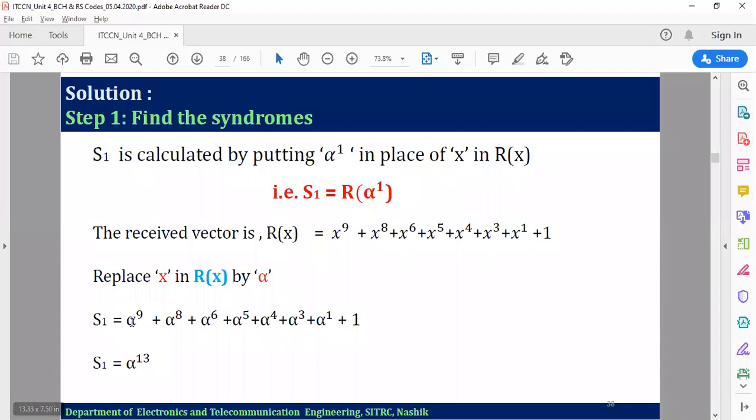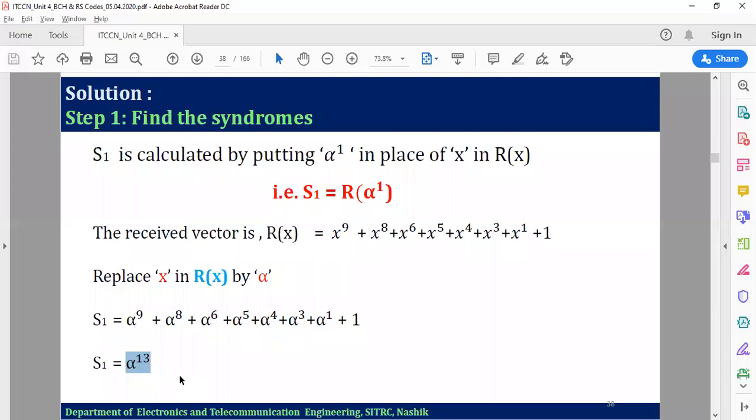Now remember, reduce this equation using the GF 2 raised to 4 Galois field. I hope you have the table of construction of GF 2 raised to 4. You don't require the binary representation. You just require the representation of alpha raised to 4 and the higher powers of alpha in terms of alpha, alpha square, alpha cube and 1. Please remember, just replace X by alpha in R of X because we are calculating S1, so your alpha raised to I becomes alpha. Now do not just write this equation as alpha 13. At your end, try to reduce it and cross verify whether it is alpha 13 or not.